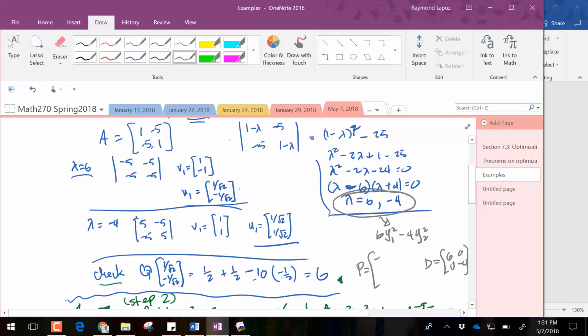So it's minus 1 over root 2. Oops, I guess we considered it positive, right? So 1 over root 2, -1 over root 2, 1 over root 2, -1 over root 2. And the inverse of this would be the transpose. And so this is our diagonalization. This is our orthogonally diagonalized form.